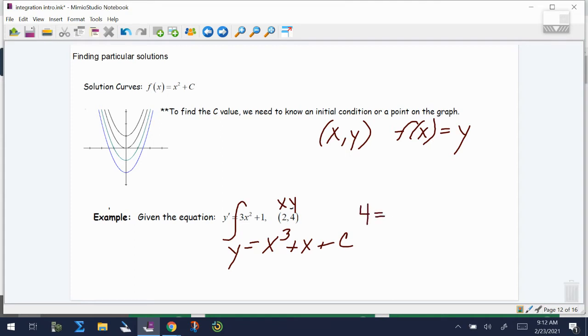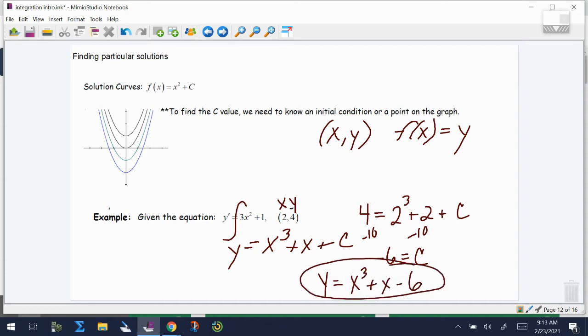So you have 4 equals 2 cubed plus 2 plus c. Sometimes the arithmetic's harder than the calculus. We get 10 on this side, so we're going to subtract 10. And that gives us our c value. So our particular solution will be x cubed plus x minus 6. Once I know what that C value is, I can plug it in at the end and get this particular solution.